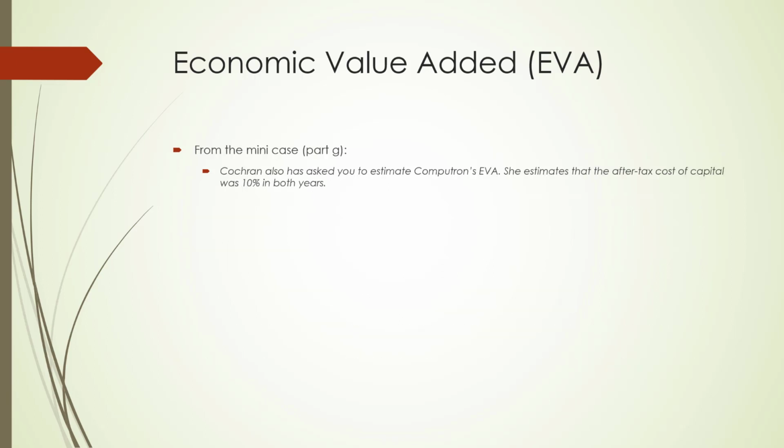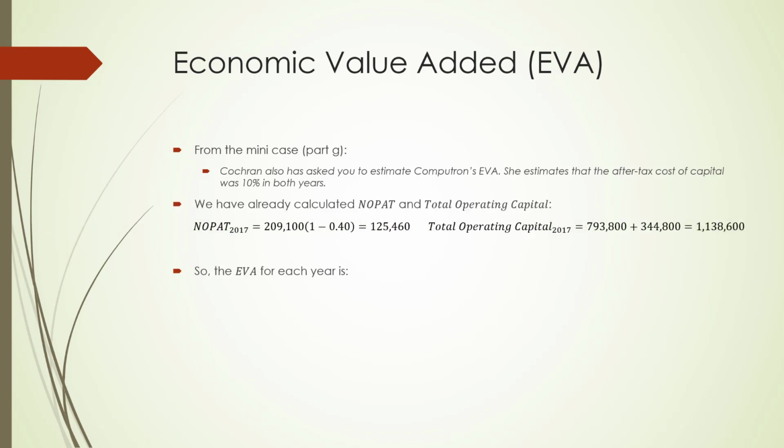So in part G, they say Cochrane has also asked you to estimate Computron's EVA. She estimates that the after-tax cost of capital was 10% in both years. Now, we've already calculated NOPAT for both years and operating capital for both years, so the calculation here is going to be pretty straightforward. So for 2017, we have NOPAT, $125,460, minus the cost of capital, 10%, times total operating capital, which was $1,138,600. So we have economic value added in 2017 of $11,600.